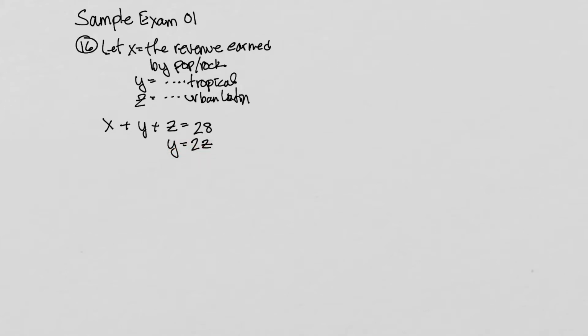urban. And in that same sentence, it says that pop rock brought in 10 million more than the other two combined. All right, so pop rock, that's X. So X is 10 more than the other two combined. You combine these, you get Y plus Z, but 10 more, so we're going to add 10. So X, pop rock, is Y plus Z, but 10 more. So we have to add 10 to that.